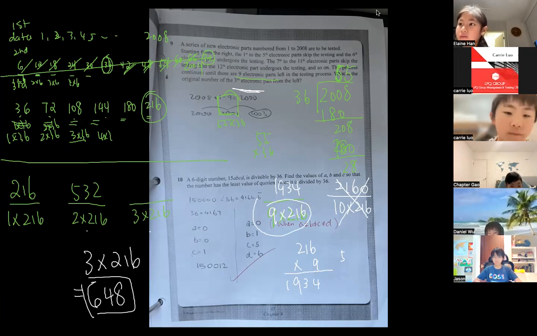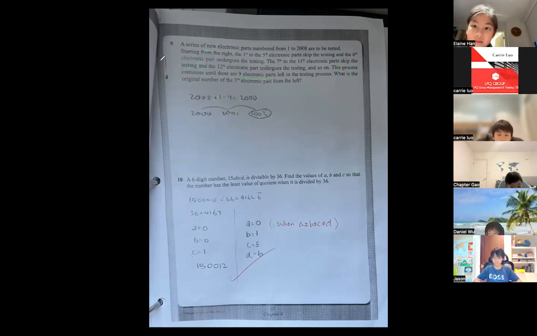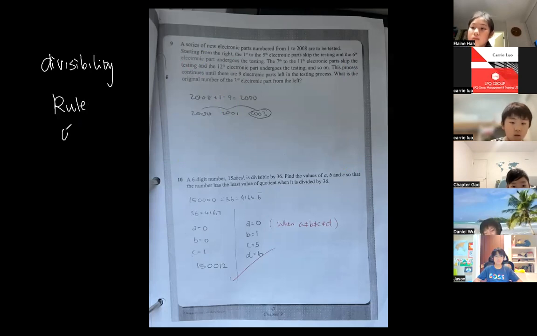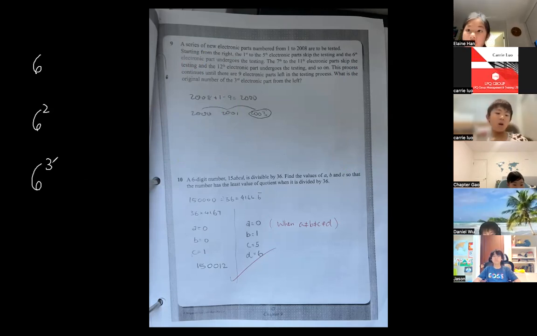Okay, for this one, actually, you can see every time you have the number 6 left. So it's actually the divisibility rule of 6. Got it? So basically, we're just talking about the divisibility rule of 6. And every time, the first time is 6 to the power, the second time 6 squared, and the third time 6 cubed. Understood, everybody?